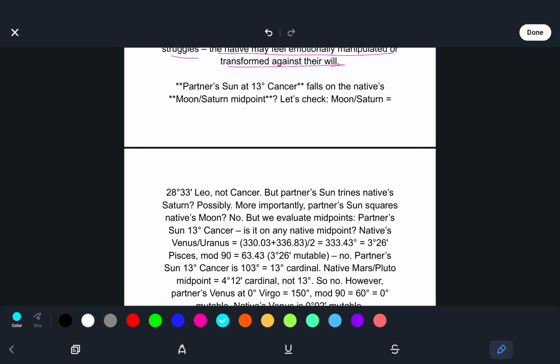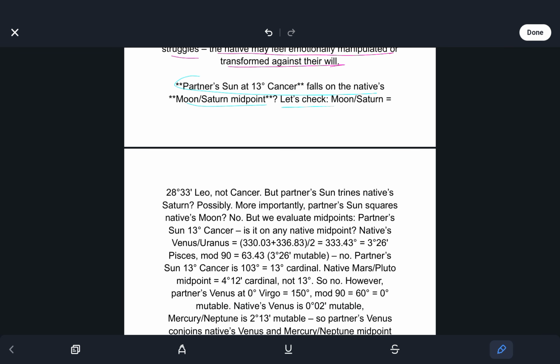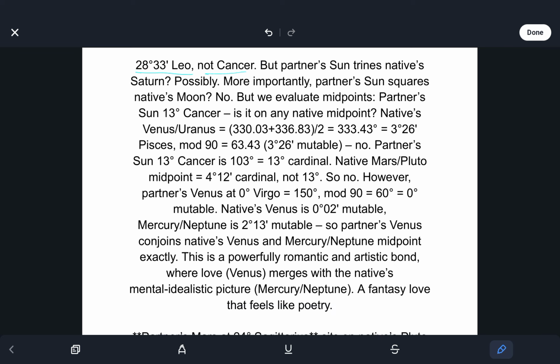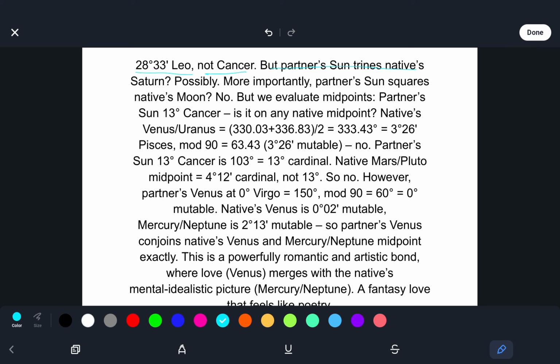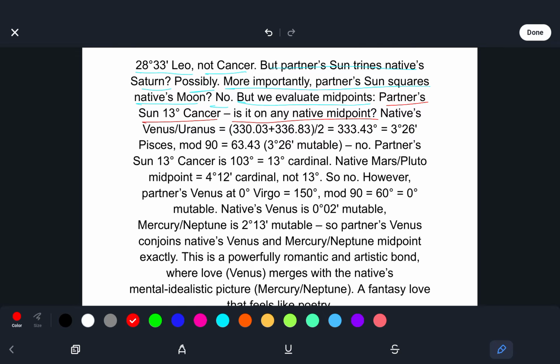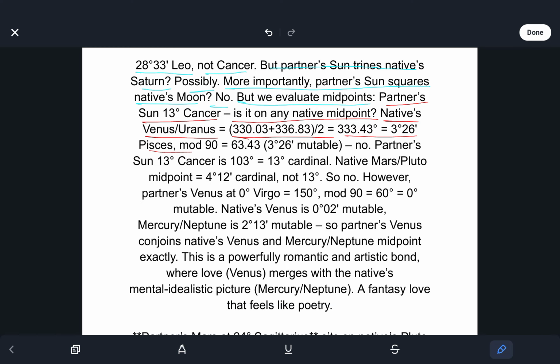So, partner Sun at 13 degrees Cancer falls on the native's Moon-Saturn midpoint. Let's check. Moon-Saturn equals 28 degrees 33 Leo, not Cancer. But partner Sun trines native Saturn? Possibly. More importantly, partner Sun squares native's Moon? No. But we evaluate midpoints. So, partner Sun at 13 degrees Cancer, is it on any native midpoint? Native's Venus-Uranus. So no.